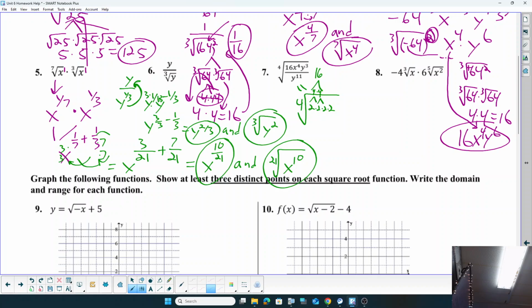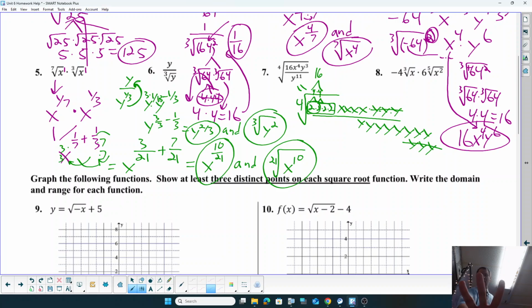And then how many x's do we have? 1, 2, 3, 4. How many y's do we have? 1, 2, 3. And on the bottom we have 11 y's: 1, 2, 3, 4, 5, 6, 7, 8, 9, 10, 11. Well, 3 of those y's are going to cancel at the top. So that's gone. We have a pair of 2's and a pair of 2's. Whoa, no, we need quadruplets. It's a quad root, so it's not a cube root.